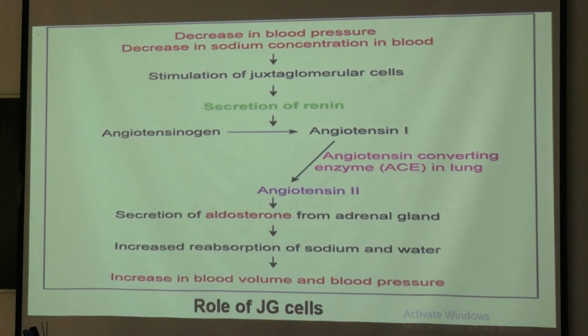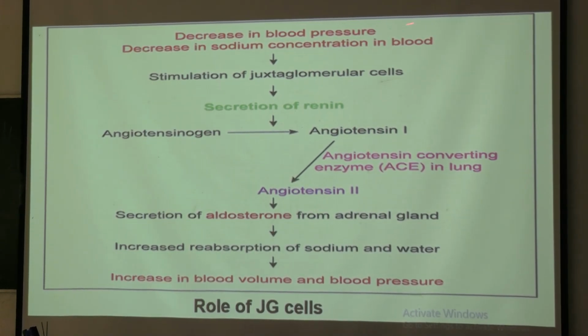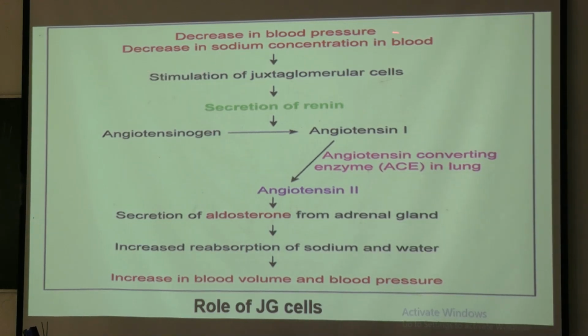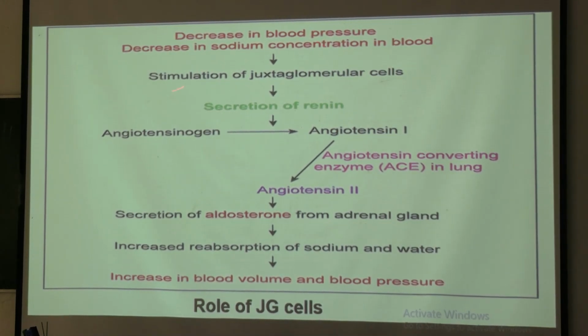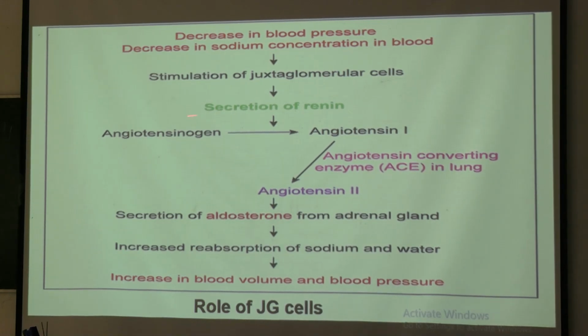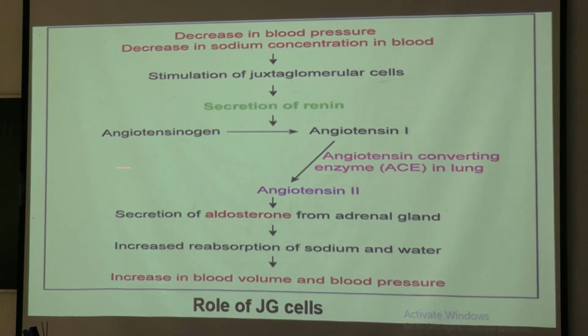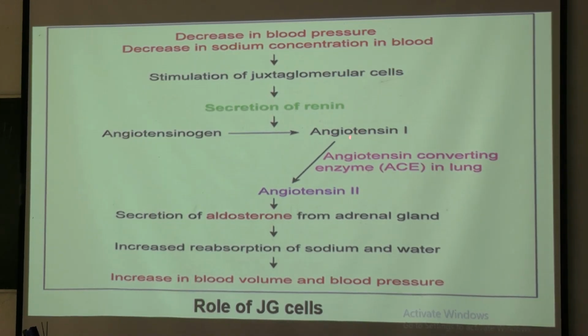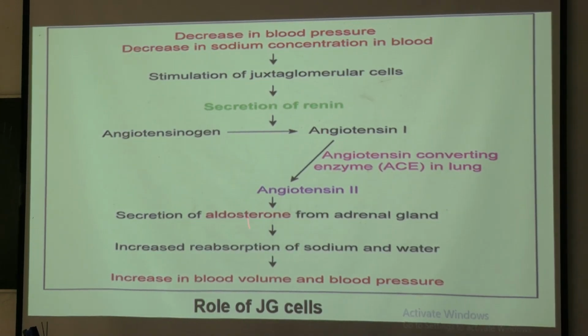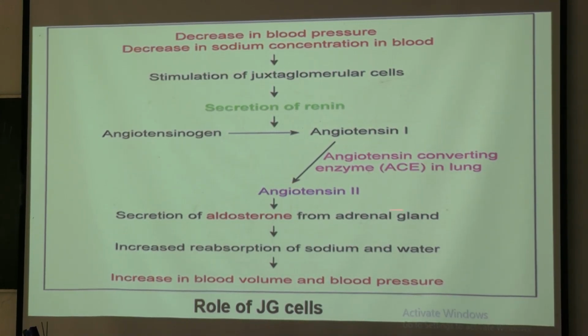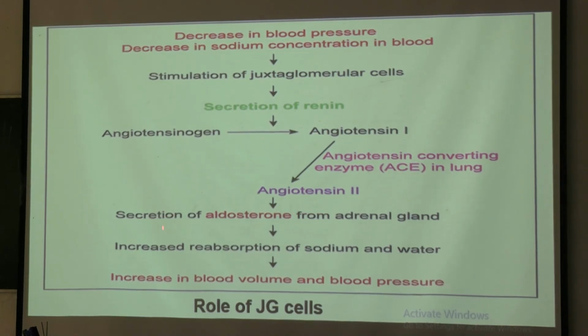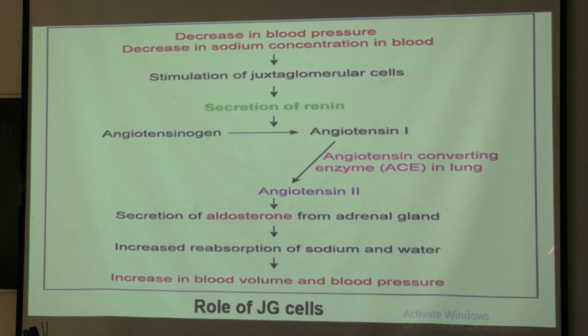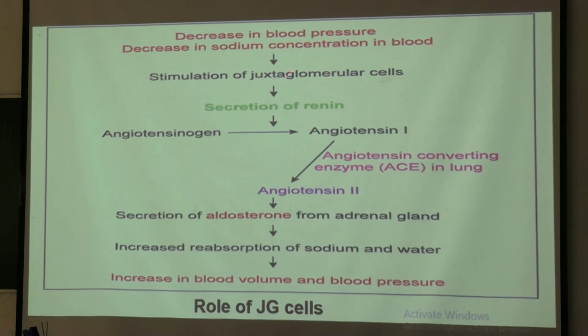So this is the function of juxtaglomerular cells. With a decrease in blood pressure, there will be a decrease in sodium concentration in the blood. These two things will stimulate the juxtaglomerular cells, and they will secrete renin. Renin helps in conversion of angiotensinogen to angiotensin 1. Then this angiotensin 1 is converted to angiotensin 2 in the lung with the help of angiotensin converting enzyme. And angiotensin 2 helps in secretion of aldosterone from the adrenal gland, the suprarenal gland, and increases absorption of sodium and water, and increases blood volume and blood pressure. So it helps in correction of blood volume and blood pressure.